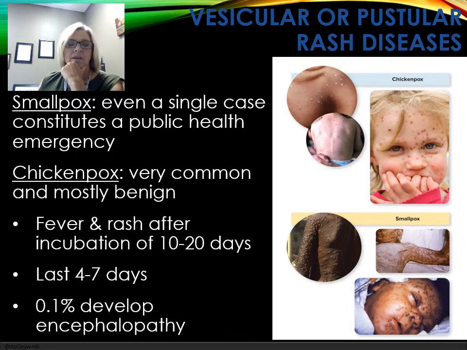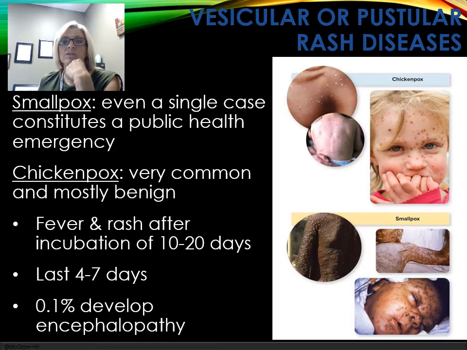And you can see that in this picture down here from smallpox. This is chickenpox up here, and then this is smallpox. And you can see this is very devastating, very, very bad stuff, not just because of the rash. With smallpox, those lesions are going to crust over and drop off after several days and heal completely, leaving a scar. Those scabs that drop off are contagious.